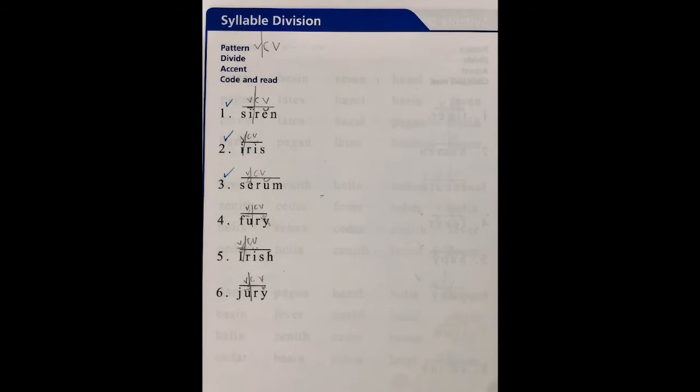So this is where we move into practicing our new coding and reading. Whatever the lesson is, for example, if it was digraph CK, short vowel A, diphthong OI, this is where we would practice that coding and then reading words with it. This is a syllable division practice where we're practicing vowel, consonant, vowel words.